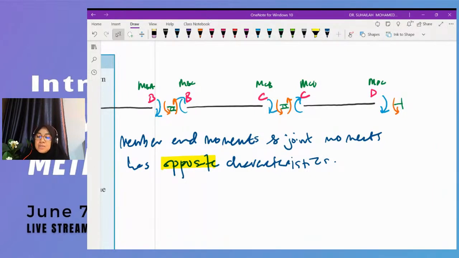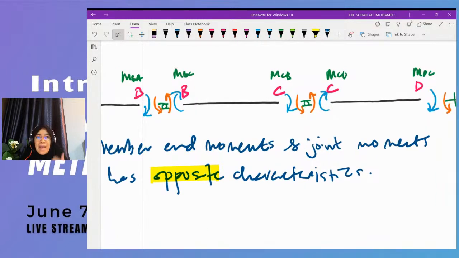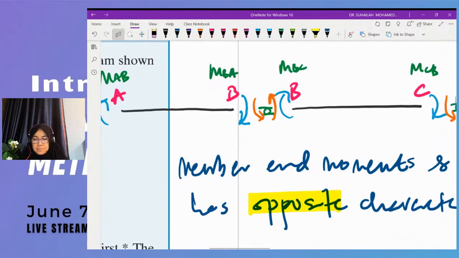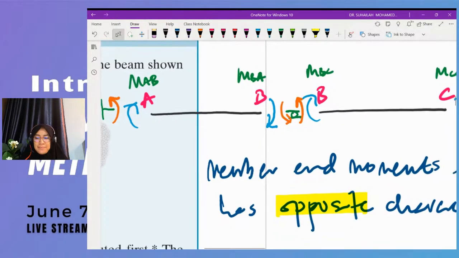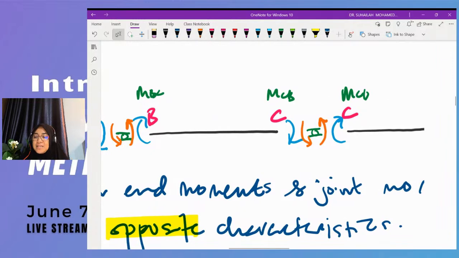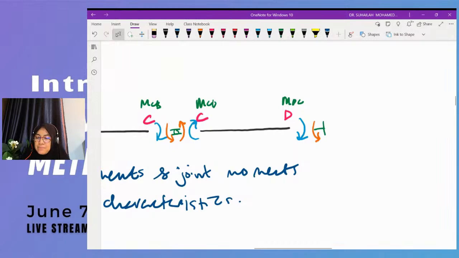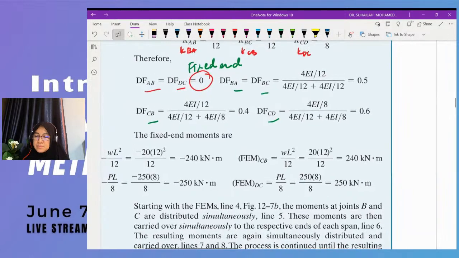So from this, we should know that we will have DFAB, DFBA, DFBC, DFCB, DFCD, and DFDC. So there are 6. That is why there are 6 values shown here. Okay, so that is for distribution factor.